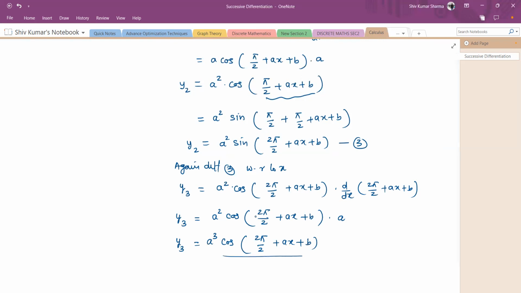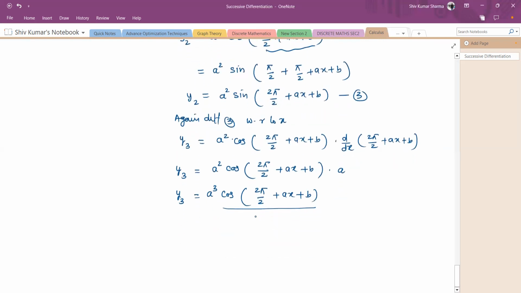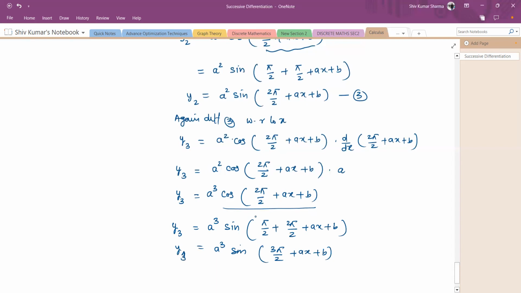So this is in the form of cos. When we write this in the form of sine, y3 is equal to a cubed into sin(pi/2 + 2pi/2 + ax + b). So this can be written as a cubed into sin(3pi/2 + ax + b). So this is our equation number 4.